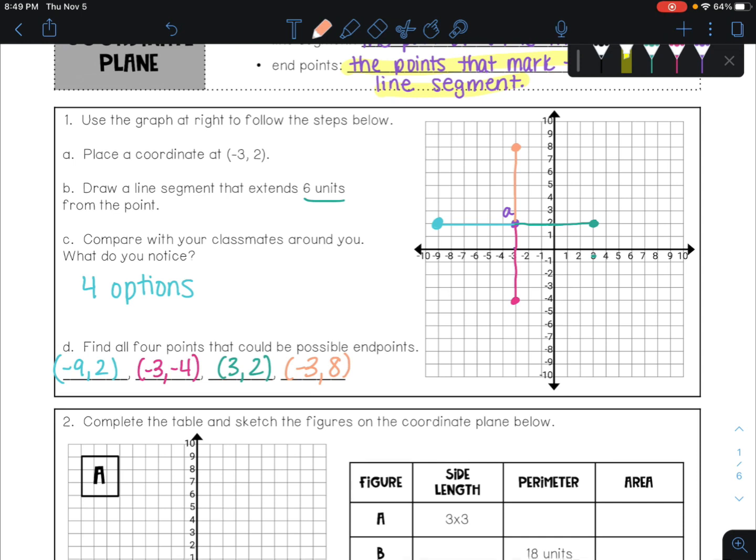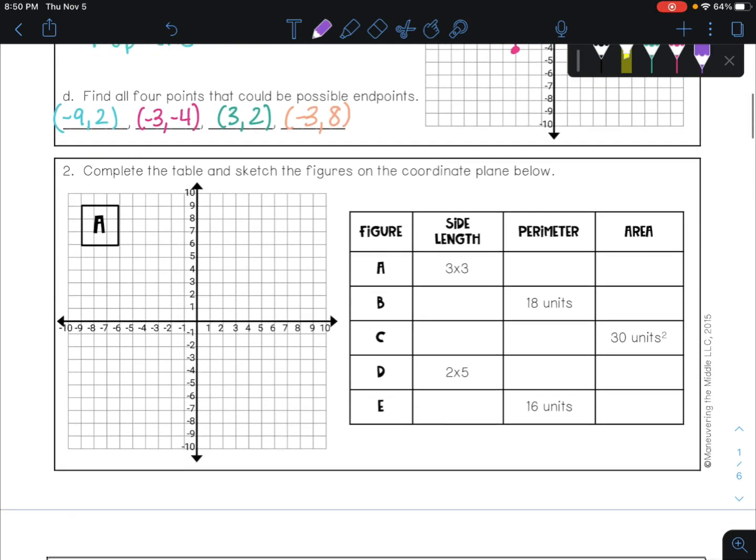Notice that with the original point, we're either sharing the 2 or we're sharing the -3. And that means that you've made a straight line, either vertical or horizontal. And you can then count the distance, the length of that line. Okay, let's try number 2.